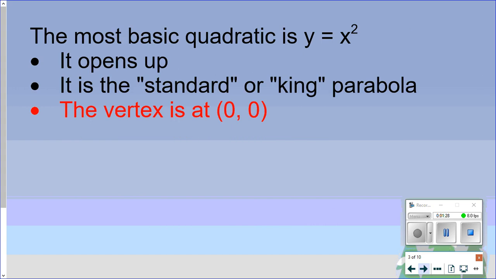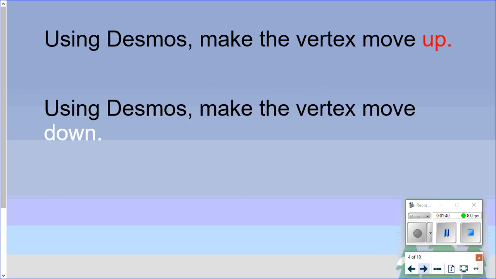The most basic quadratic is y equals x squared. You're going to hear me call this the standard. You're going to hear me call it the king parab because I like it as a king. And the vertex is at (0, 0). So our goal today is going to be to move that vertex somewhere else.